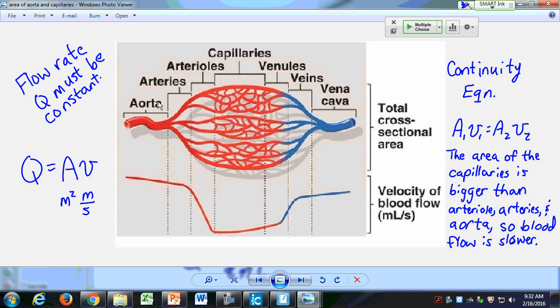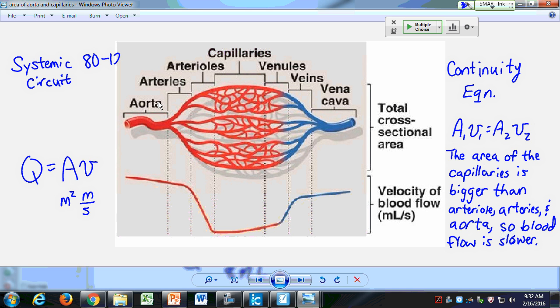Just for some reference, I'll erase this over on the left. In the systemic circuit, the pressure is about 80 to 120 millimeters of mercury. We'll talk about what that means, though we've already seen that. You probably know what it means. And in the pulmonary circuit, it's quite a bit lower.